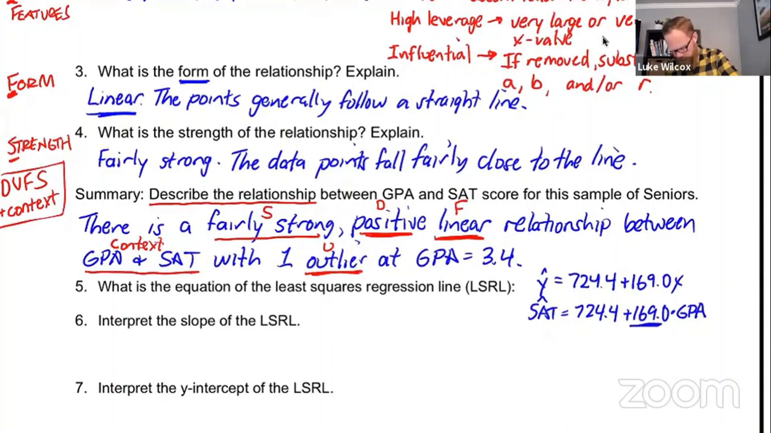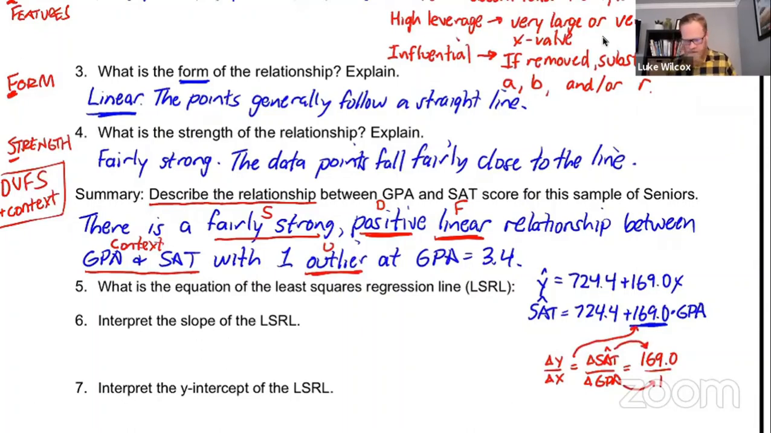Okay, number 6 is to interpret the slope of the LSRL. Well, we've got our slope right here, 169.0. We've talked a little bit about this already. And I guess the little trick that I'm going to give you is to think of it as being the change in y over the change in x, which for this particular context is going to be the change in predicted SAT over the change in GPA. And then to think of that number as actually being a fraction over 1. So 169.0 over 1. And we did this in the homework problem already. We just need to turn this into words. So the change in GPA of 1 corresponds to a change in predicted SAT of 169.